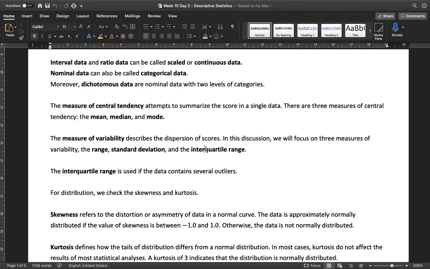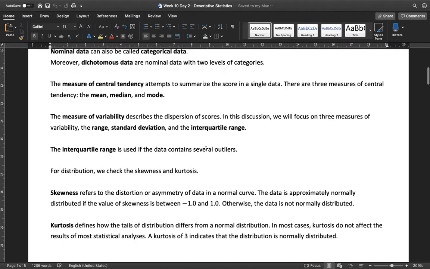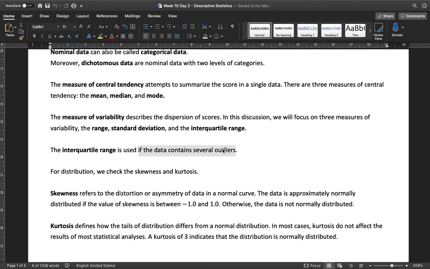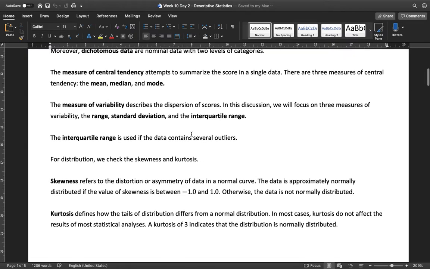Interquartile range, ginagamit natin to kapag meron tayong mga outliers. Kasi kinoconsider lang natin yung scores from quartile 3 hanggang quartile 1. We essentially remove outliers kasi kay standard deviation, apektado yung outliers. So pag marami tayong outliers, the tendency is that it would have a large value for the measure of variability. Yung standard deviation medyo malaki. Pero para maiwasan yun, we can also use the interquartile range.